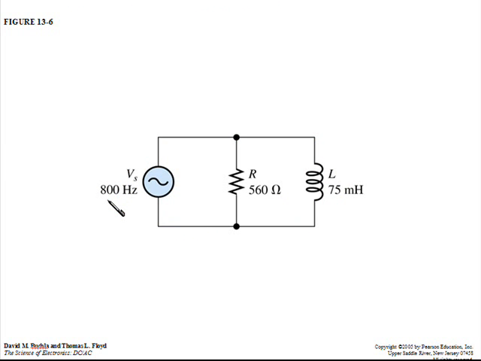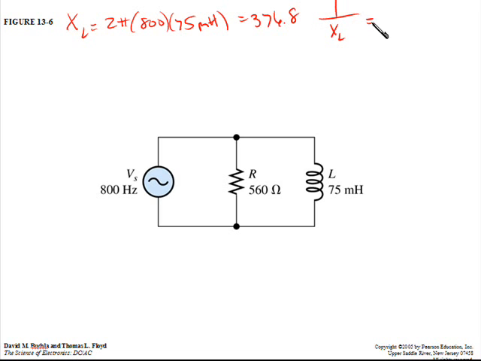An inductor. Alright, first we find XL. So it's 2 pi times 800 hertz times 75 millihenries. So that's going to equal 6.28 times 800 times 75 milli, which is 376.8. I go 1 over XL. That's going to be 0.00265.